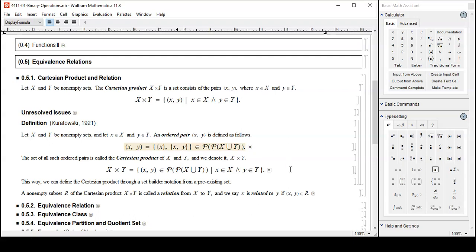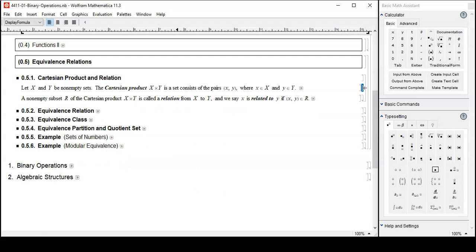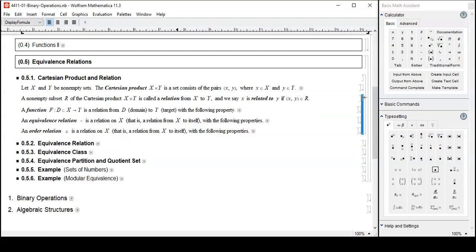Everything is well defined, and consequently we have the Cartesian product expression like this as a well-defined set. So the Cartesian product concept is now rock solid. And now from here, we define a relation as any non-empty subset of a Cartesian product.